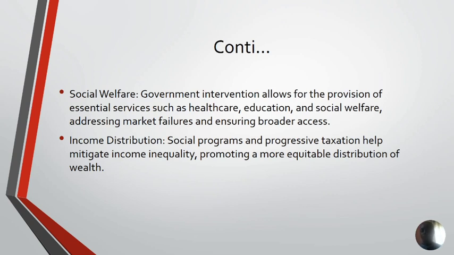Whenever we talk about income distribution, we talk about the issue of having a more equitable distribution of wealth and even reducing income inequality. Whereby we talk about social programs and progressive tax systems that help to mitigate income inequality, to make sure that we reduce the gap between the rich and the poor, trying to make sure that there's equal distribution of wealth and income in the economy. Every economic agent has a fair share of the national cake in the country.